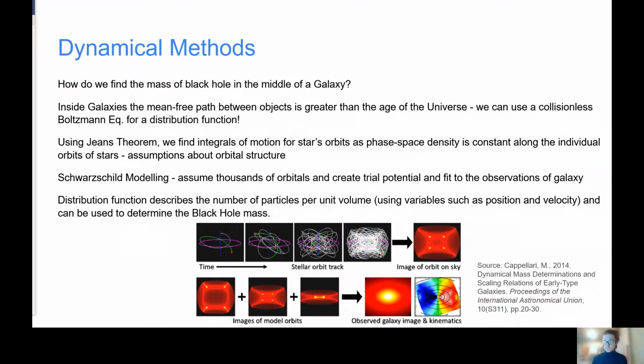Hi, I'm Finlay, and I'm going to talk about how dynamical methods can be used to try and find IMBHs. So dynamical methods are essentially using the observed kinematics of a system to find the mass of the black hole at the center. So how do we do this?